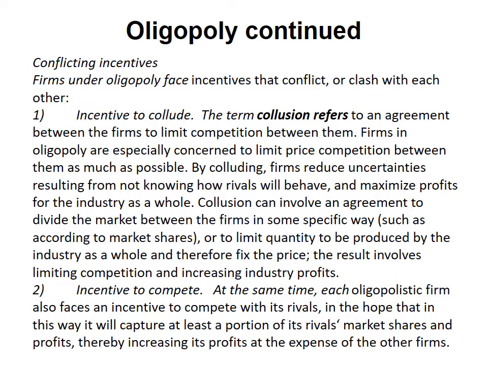Okay, so the incentive to collude. The term collusion refers to an agreement between firms to limit competition between them. Firms in oligopoly are especially concerned to limit price competition between them as much as possible. By colluding, firms reduce uncertainties resulting from not knowing how rivals will behave and maximize profit for the industry as a whole. Collusion can involve an agreement to divide the market between the firms in some specific way, such as according to market shares, or to limit quantity to be produced by the industry as a whole and therefore fix the price. The result involves limiting competition and increasing industry profits.